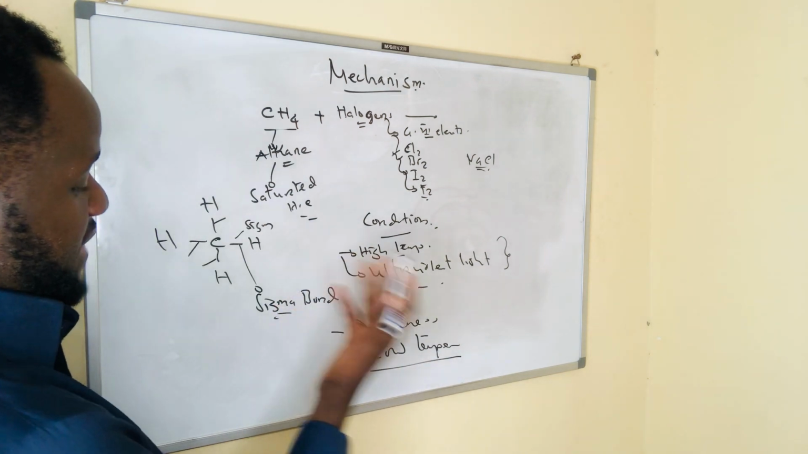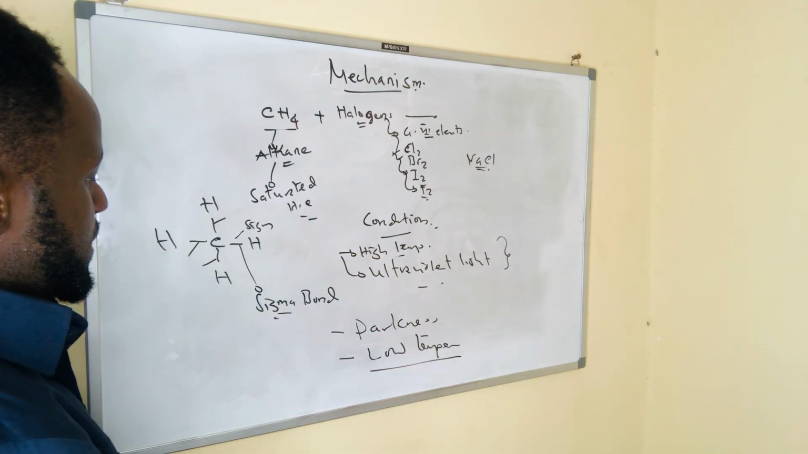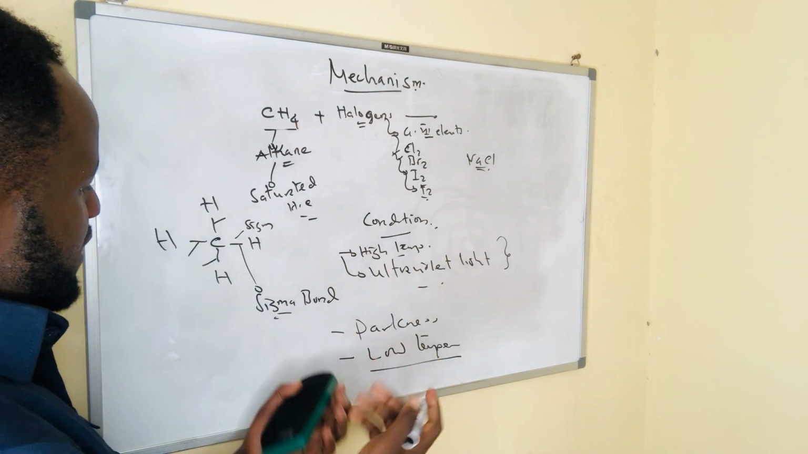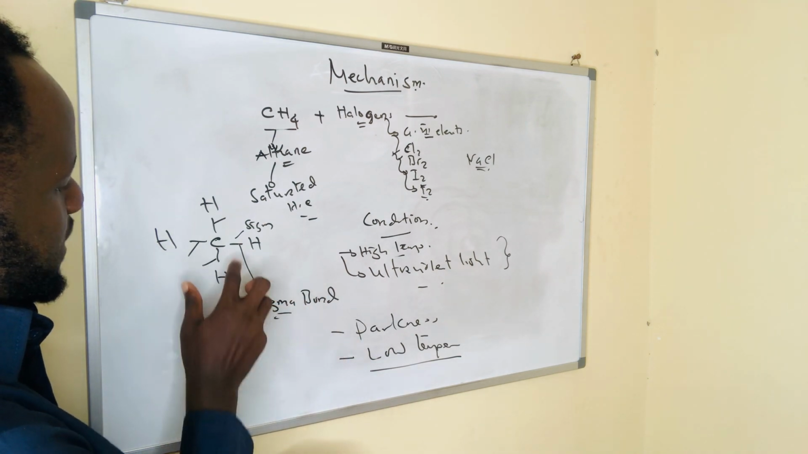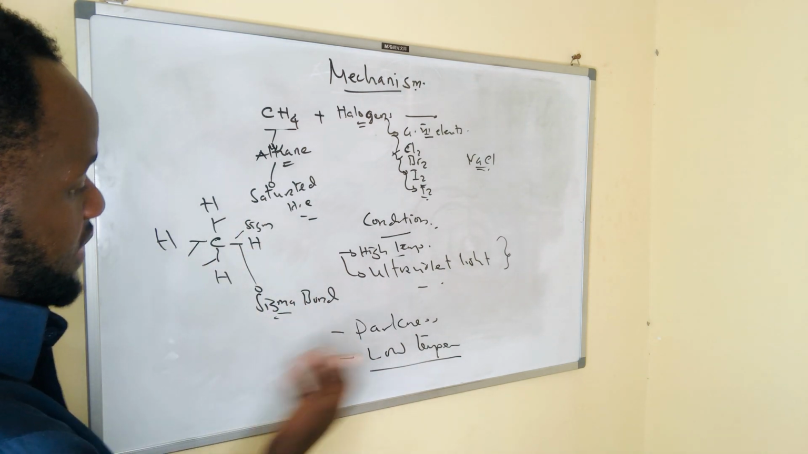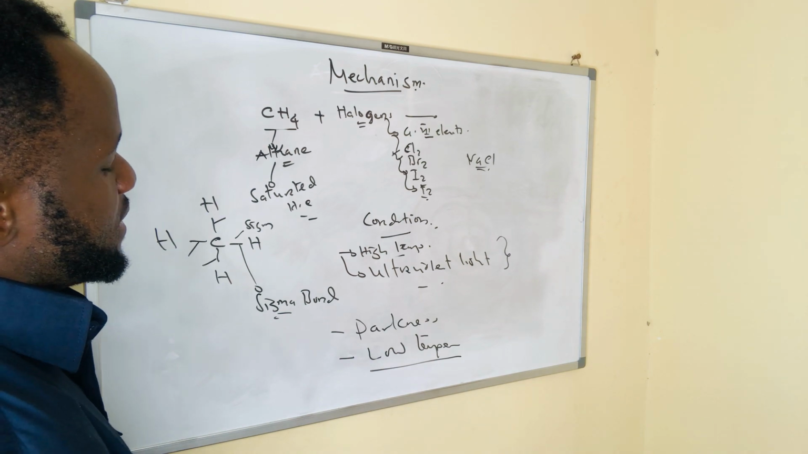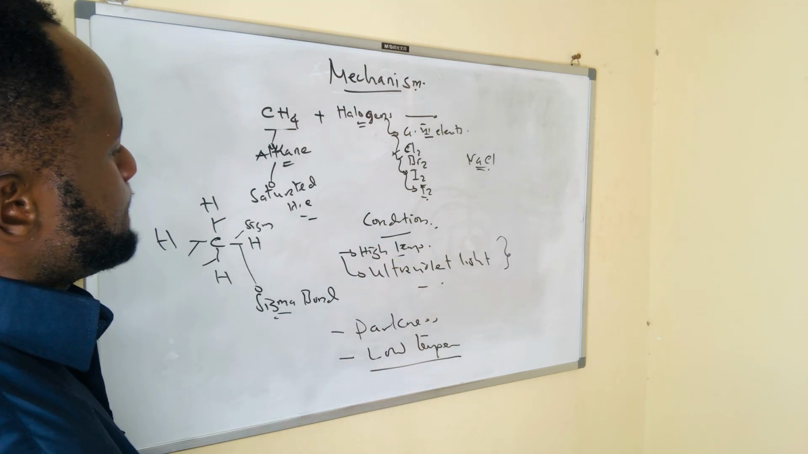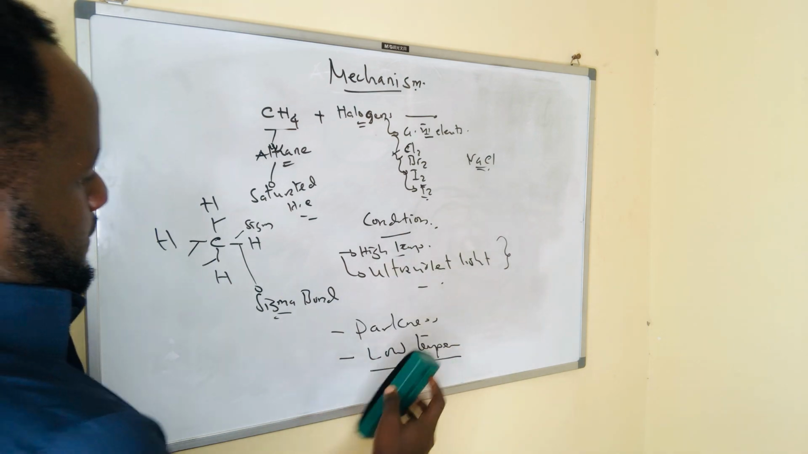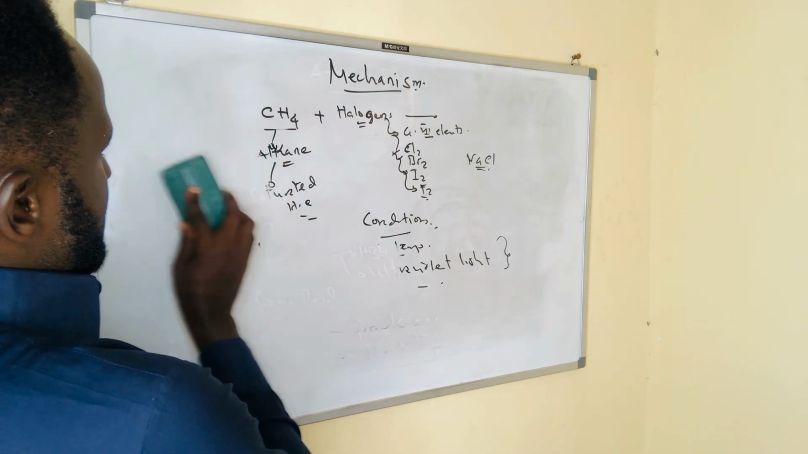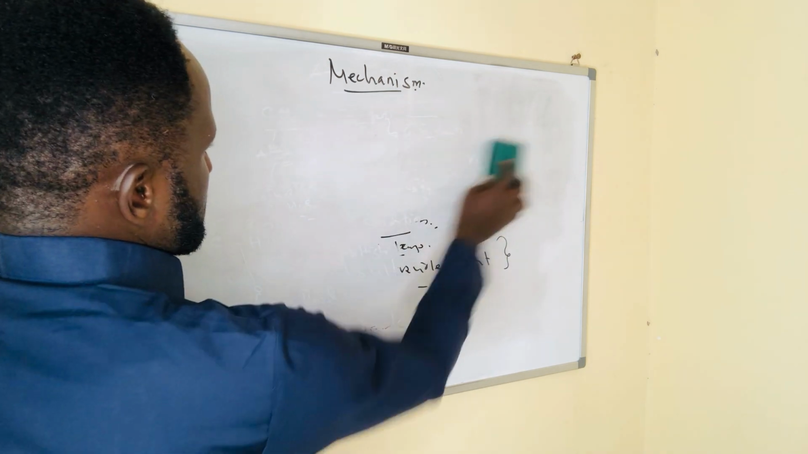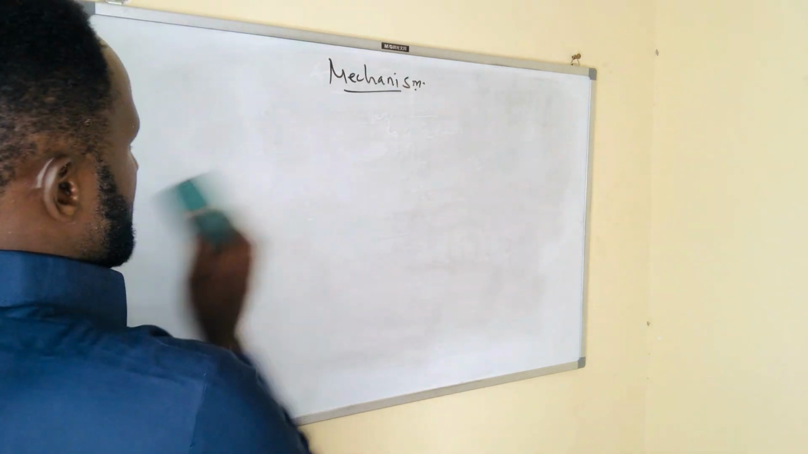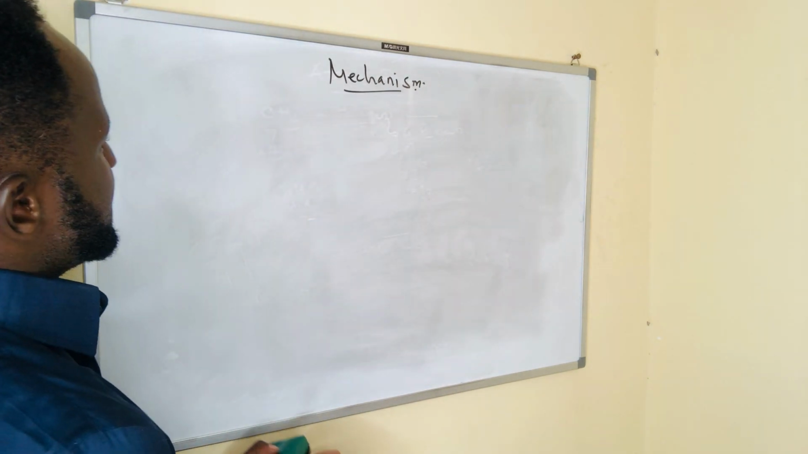So this reaction cannot occur in darkness and low temperature because itakuwa hard kuweza kubreak hizi sigma bond by darkness or low temperature. That's why we prefer high temperature or ultraviolet light. So those are two conditions. But also, this mechanism involves 3 steps.